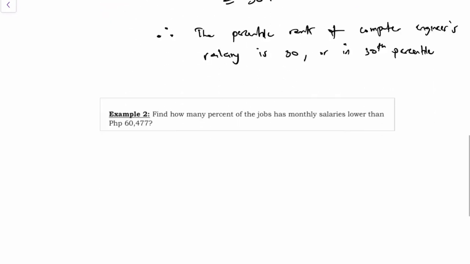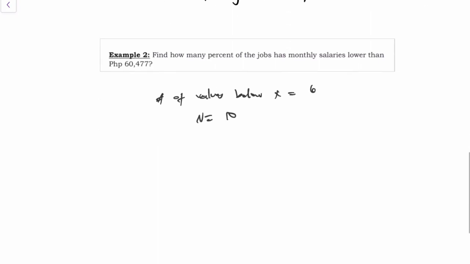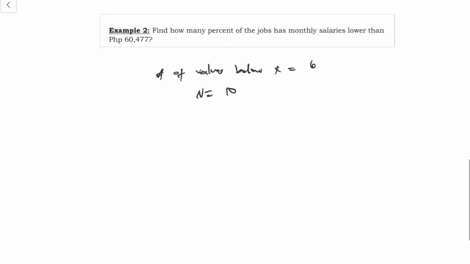So percentile, we have 6 jobs, the number of values below x. So we have 6 and n is equal to 10 again. There are a total of 10 jobs in the table. And let's just plug into the formula. Percentile of x, we have 6 over 10 times 100.